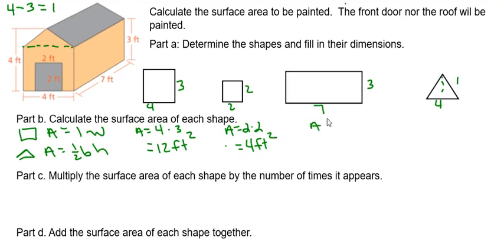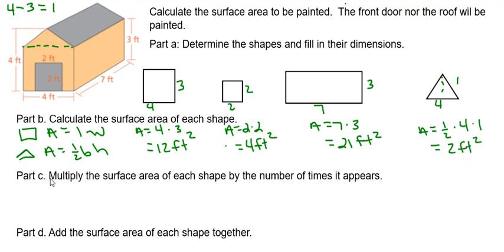Then for the side of my house, my area is equal to my length of 7 times my height of 3. So 7 times 3 is equal to 21 feet squared. And then again, my triangle, remember, that has a different formula. It is equal to 1/2 my base, which is my bottom, times my height of 1. And remember, my height has to be perpendicular to my base. 1/2 times 4 times 1 is equal to 2 feet squared.